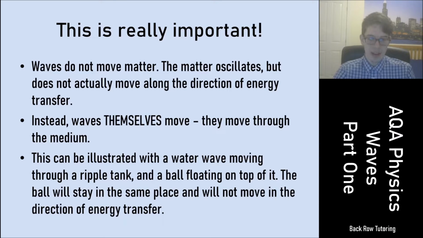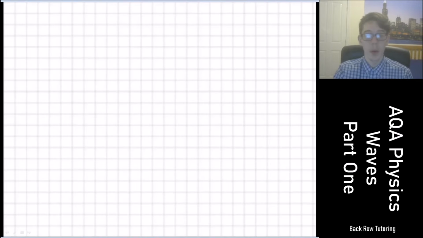Now this next bit's really important. Waves do not move matter. The matter oscillates, but does not actually move along the direction of energy transfer. Instead, waves themselves move. They move through the medium. This can be illustrated with a water wave moving through a ripple tank and a ball floating on top of it. The ball will stay in the same place and will not move in the direction of energy transfer. We're going to watch a little video now.